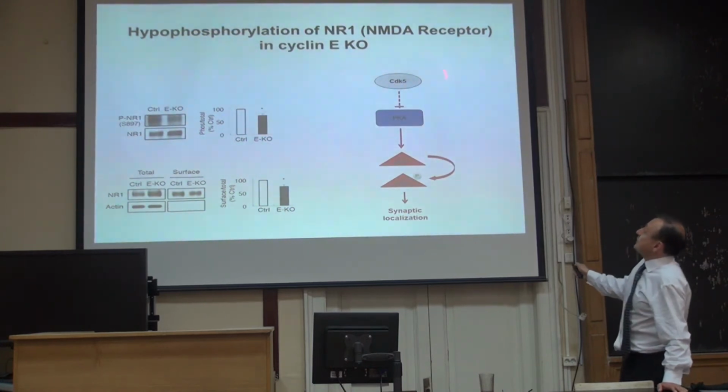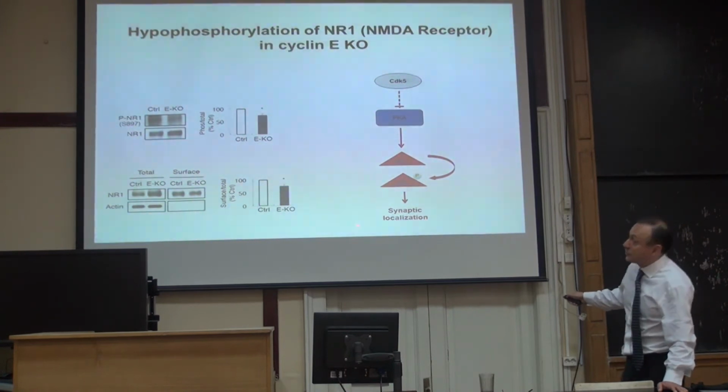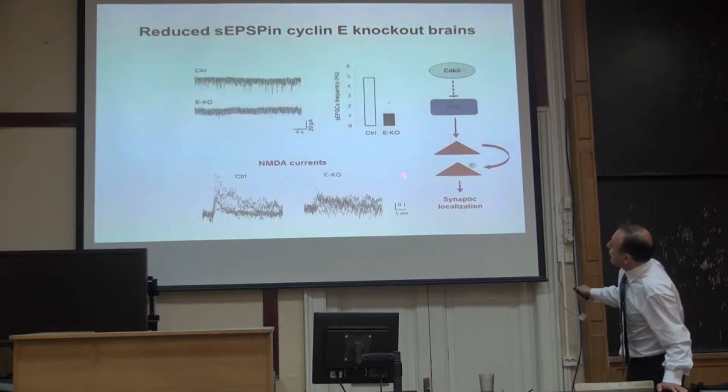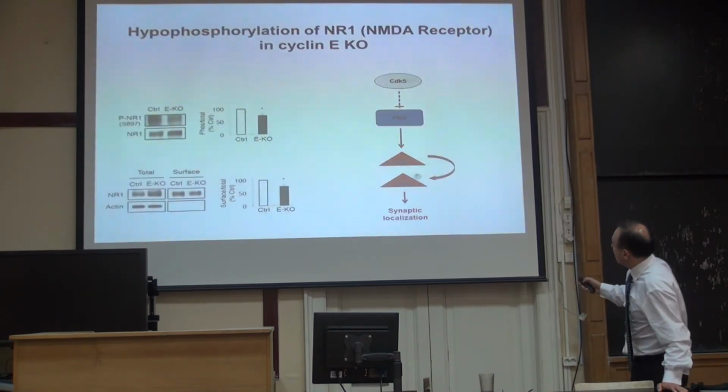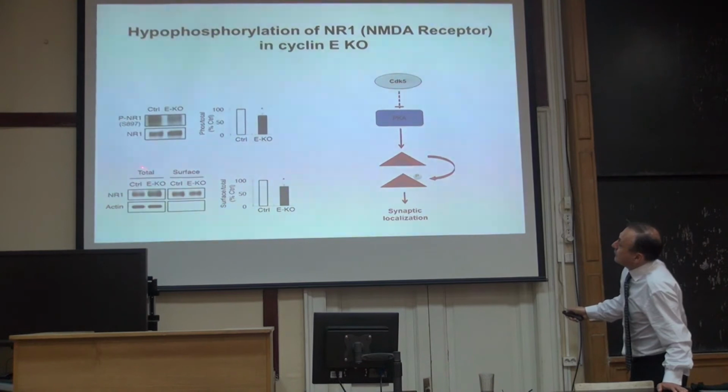So if CDK5 is hyperactivated, then this protein is going to be super inhibited. There is going to be less phosphorylation of NR1, and there is going to be less synaptic localization of this protein. And that's indeed the case. This is the phosphorylation of this subunit of the glutamate receptor in control and cyclin E knockout. This is lower, and this is quantification, and this is synaptic localization, control and cyclin E knockout.